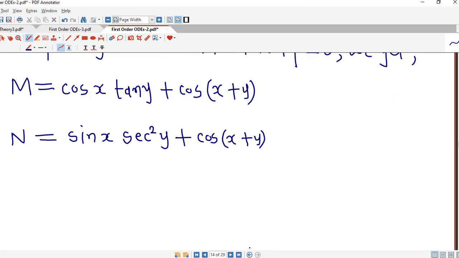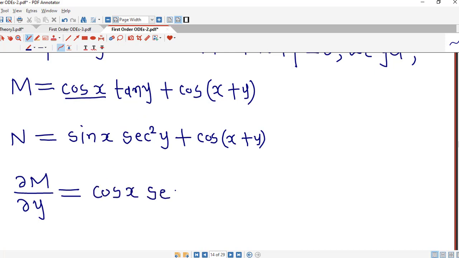Now we find the partial derivatives of capital M and capital N. We differentiate capital M with respect to y, considering x as constant, so cos x is constant. The derivative of tan y is sec square y. The derivative of cos of (x plus y) is minus sin of (x plus y) into the derivative of x plus y with respect to y, which is 0 plus 1, that is 1.